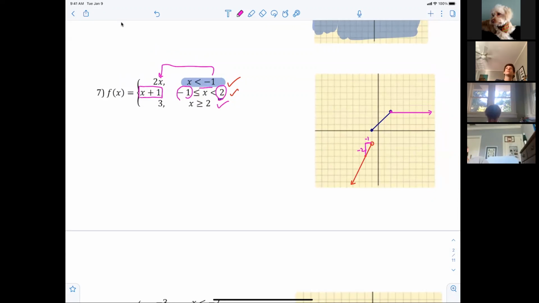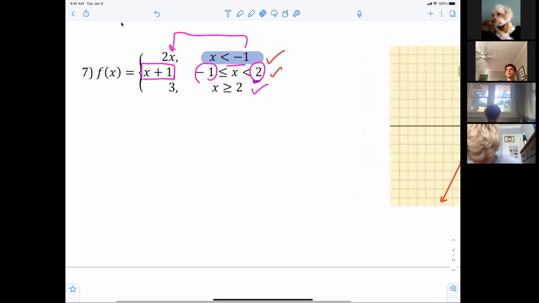Anybody have anything else? Yes, sir. Is it always going to be a straight line? No. There's no x value on the left part? Are you talking about the third piece? Yeah. Anytime you graph a number, like y equals 3, that's just a horizontal line.